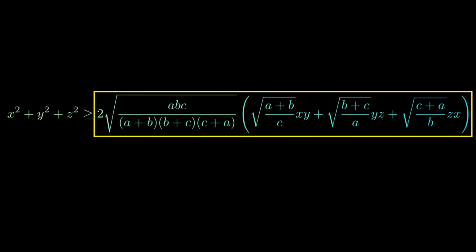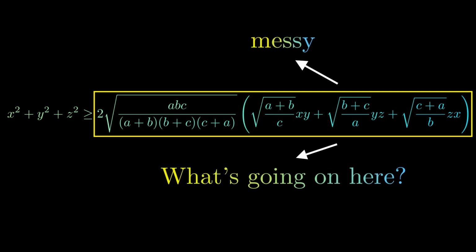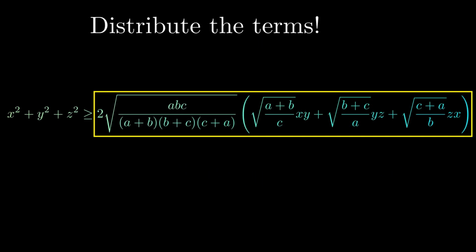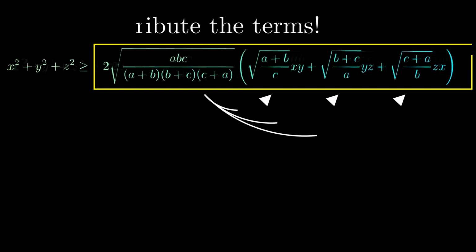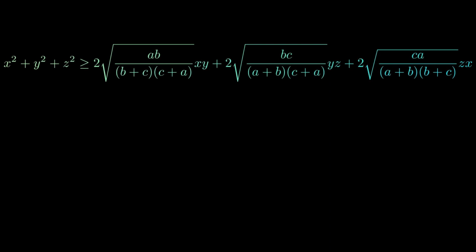Well, the first thing that you might say is that the right hand side looks quite messy and it is really hard to see what is going on. An intuitive approach will be to first try and distribute the terms and see what we will get. So we can see that you end up with 2 times the square root of ab over b plus c times c plus a, and xy. And the remaining 2 terms result from cycling the variables abc and xyz.